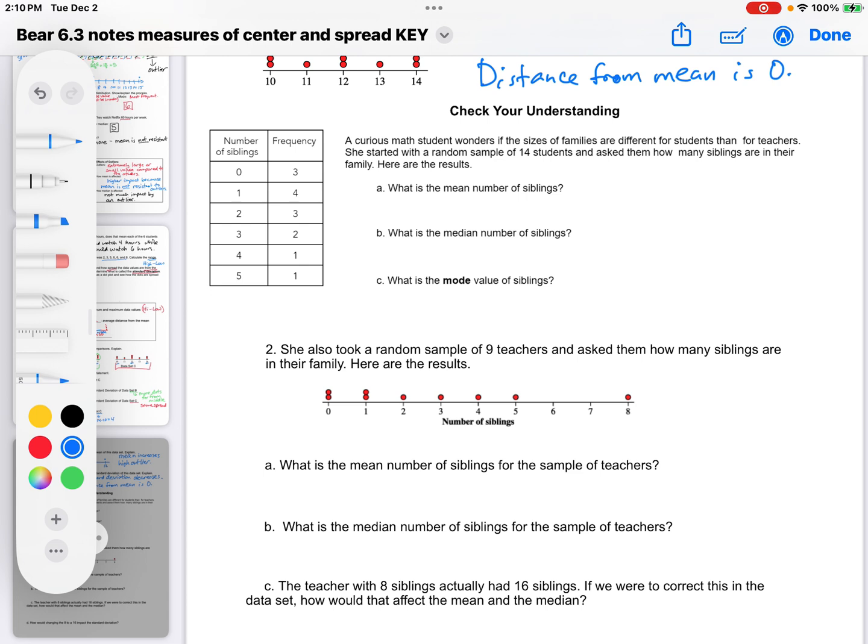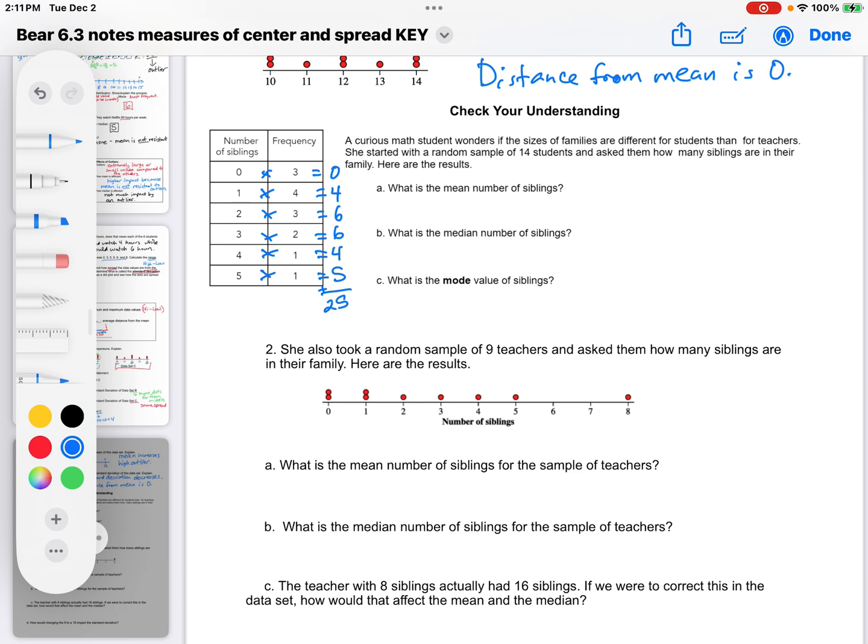Okay, so we want to figure out the mean. For the mean, we need to take the number of siblings and multiply it by the frequency. So we have 3 people with 0 siblings, so that's still 0 siblings in the count. 1 sibling for 4 people, so that's 4. 2 times 3 gives me 6. 3 times 2 gives me 6. 4 times 1 gives me 4. And 5 times 1 gives me 5. If I add all of this up, this tells me how many total siblings there are. So 9 plus 6 is 15, 21, 25.